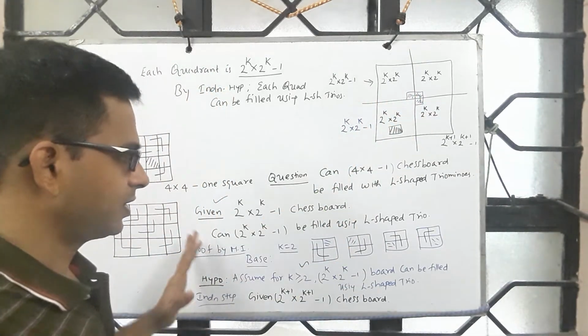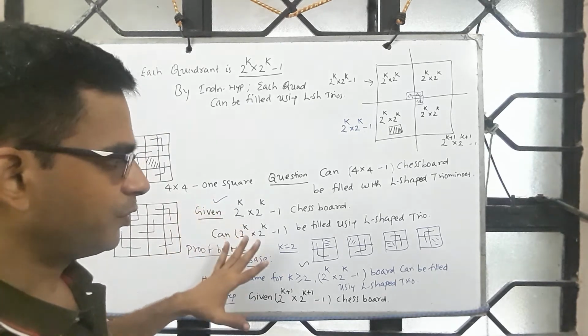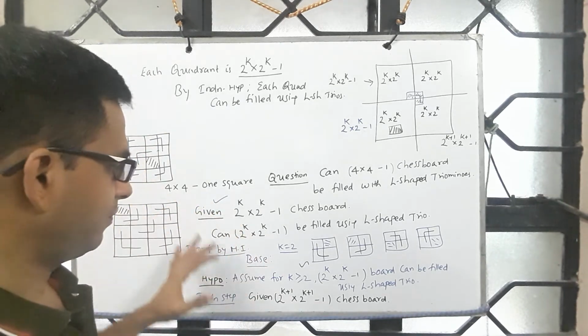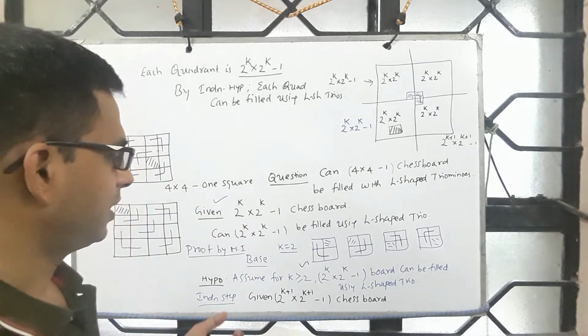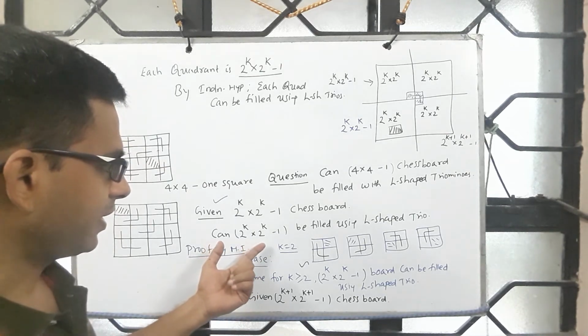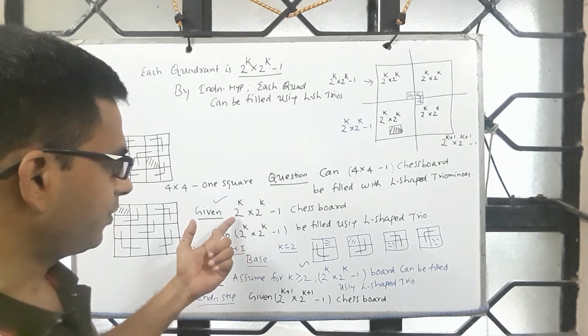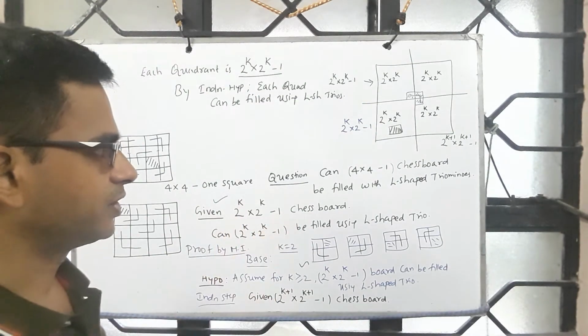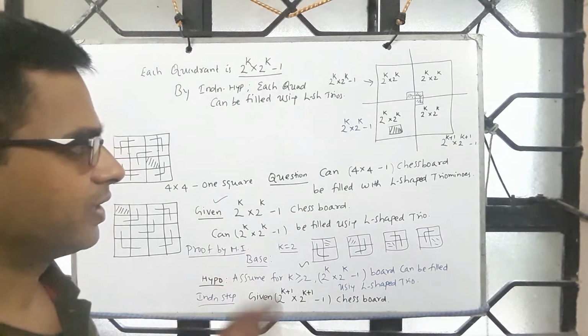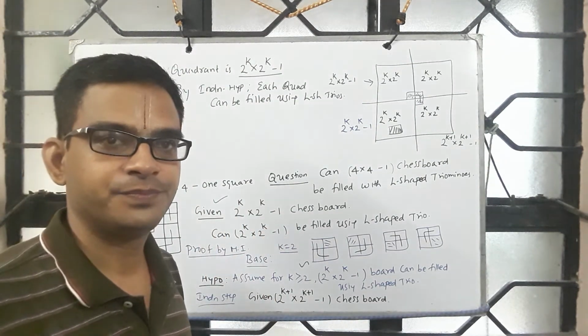So this says the proof is complete following mathematical induction. Therefore, for all k greater than or equal to 2, any 2 power k cross 2 power k minus 1 chessboard can be filled using L-shaped triominoes.